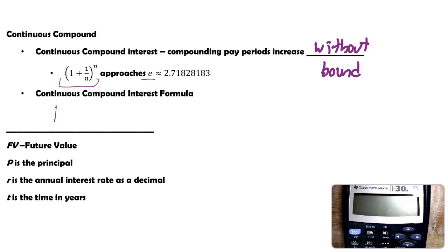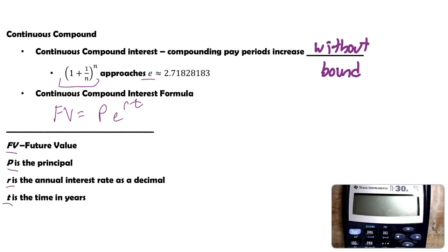So the formula is future value is equal to P times E to the R times T. That E value is representing that continuous compounding interest. Future value, which we've talked about in previous videos. P is the principal, R is the rate, T is time in years.